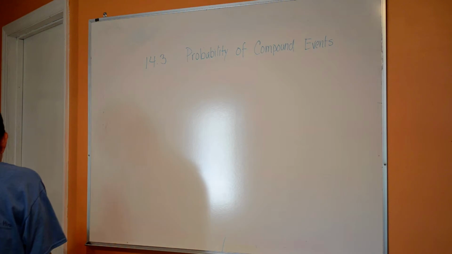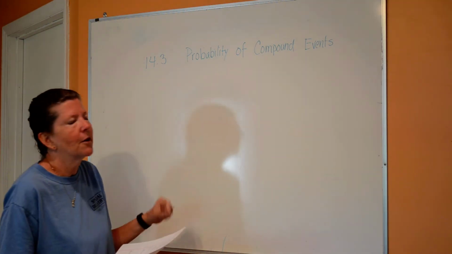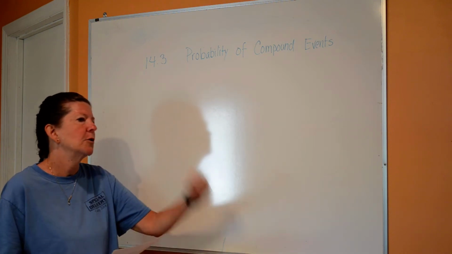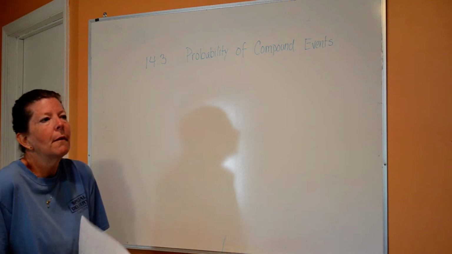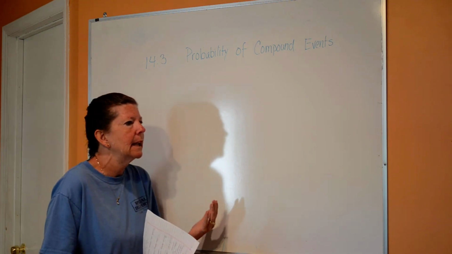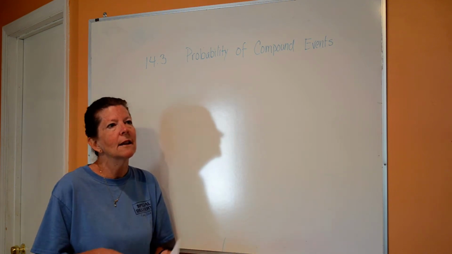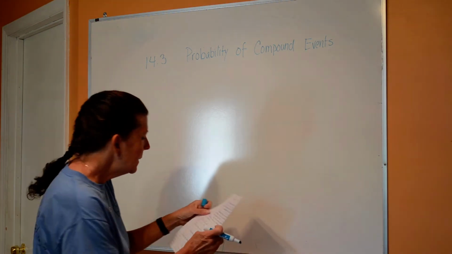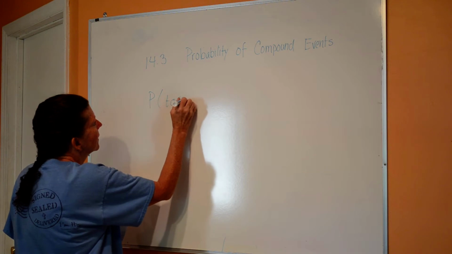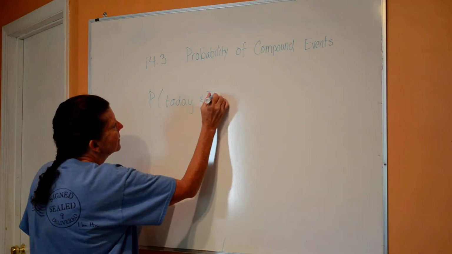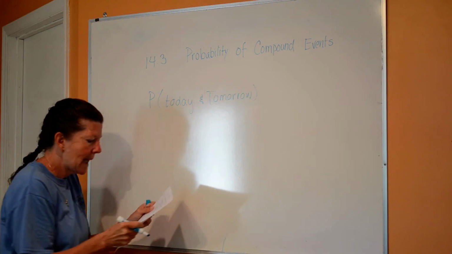Probability of compound events. A single event taking place is really what we've talked about so far. Like you stick your hand into a bucket and you pull out 2 coins. Okay, that's a single event. You do it one time. The probability of a single event might be, what's the probability of rain today? But when I start putting single events together, the probability of rain today and tomorrow, that's what we consider a compound event.